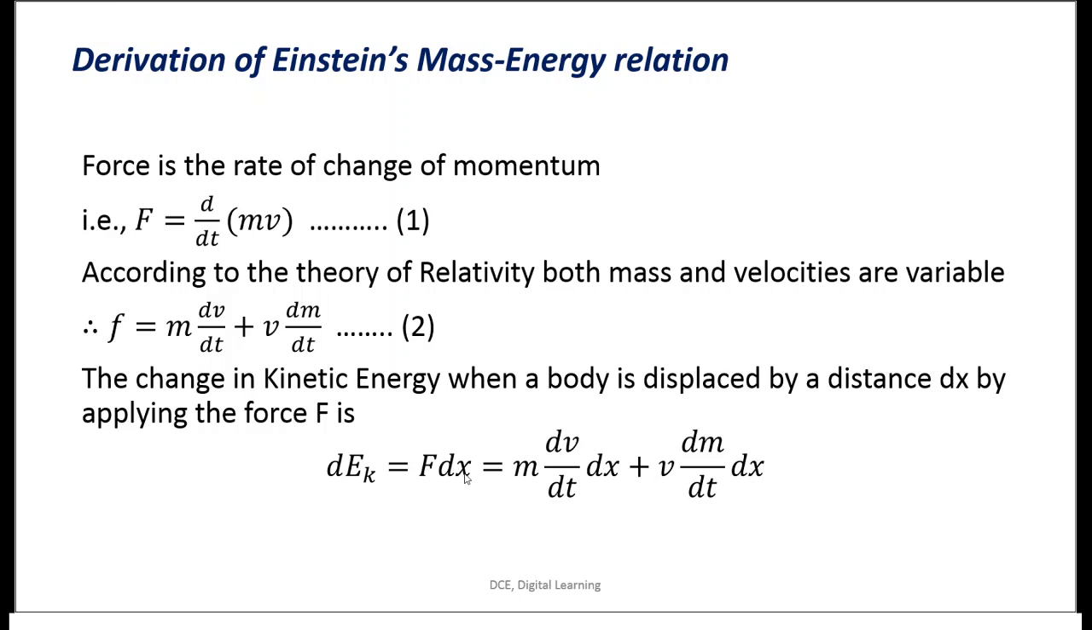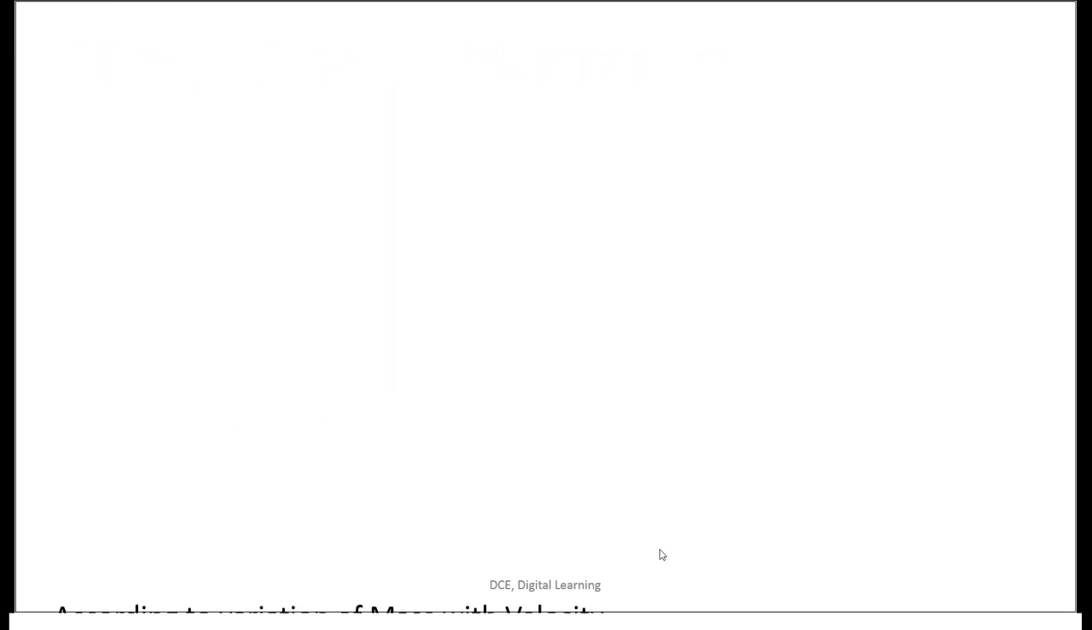Multiplying equation 2 by dx, we get m into dv by dt into dx plus v into dm by dt into dx. Here dx by dt is also velocity, since x is displacement. So we can write dEk is equal to m v dv plus v into v, that is v square into dm. Call this equation 3.